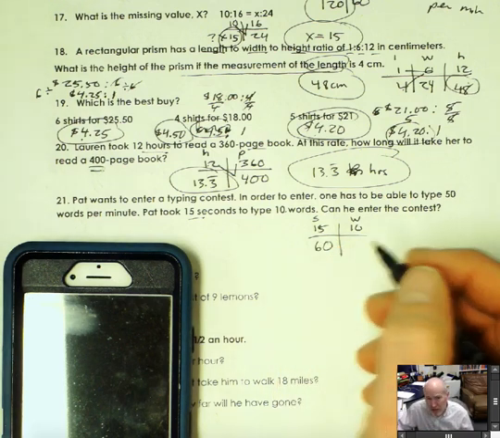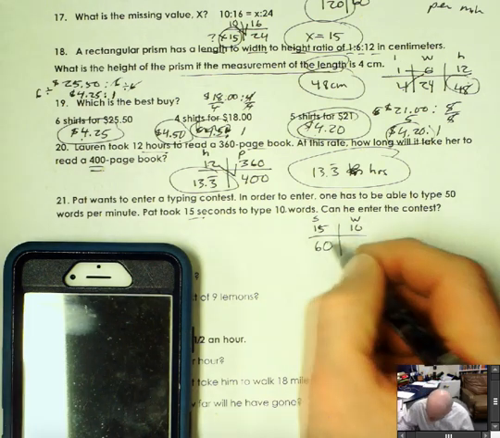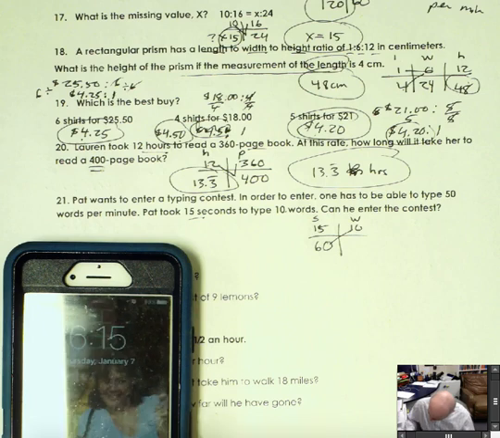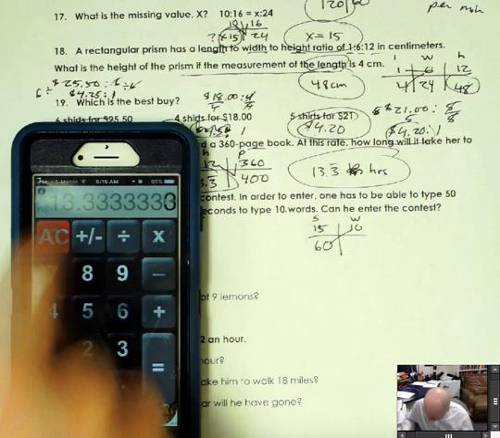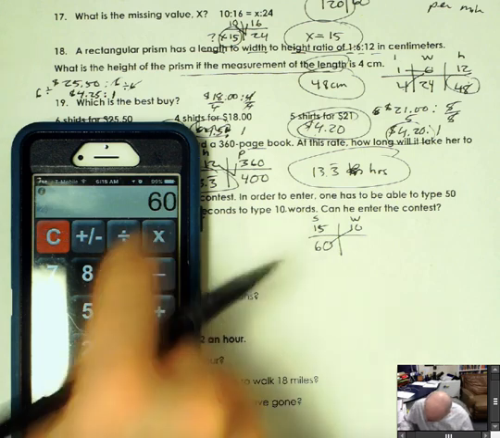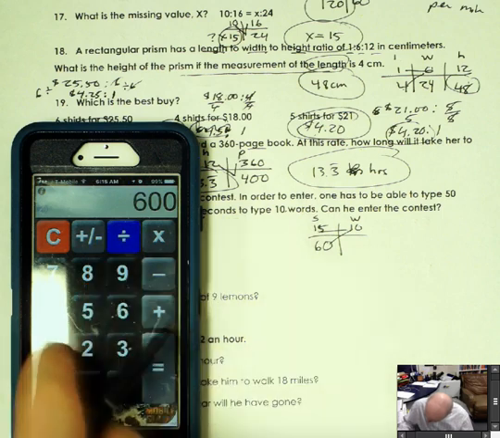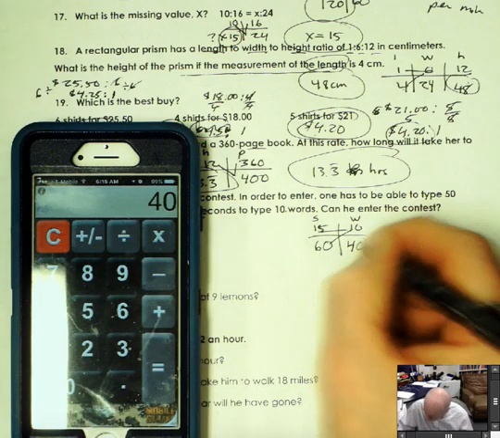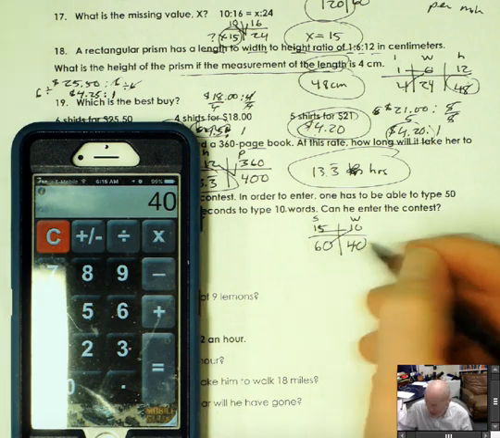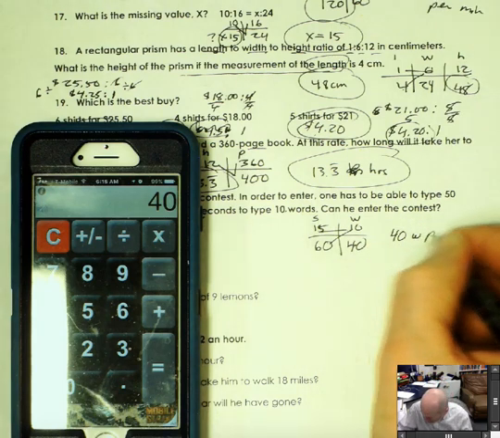We really want to know how many he can do in 60 seconds, because we have to see if he can do 50 words in 60 seconds or 50 words per minute. So 60 times 10, and we'll clear this out. 60 times 10, right? And then we're going to divide that by 15. Looks like he's only doing 40 words in 60 seconds. So his rate is 40 words per minute.